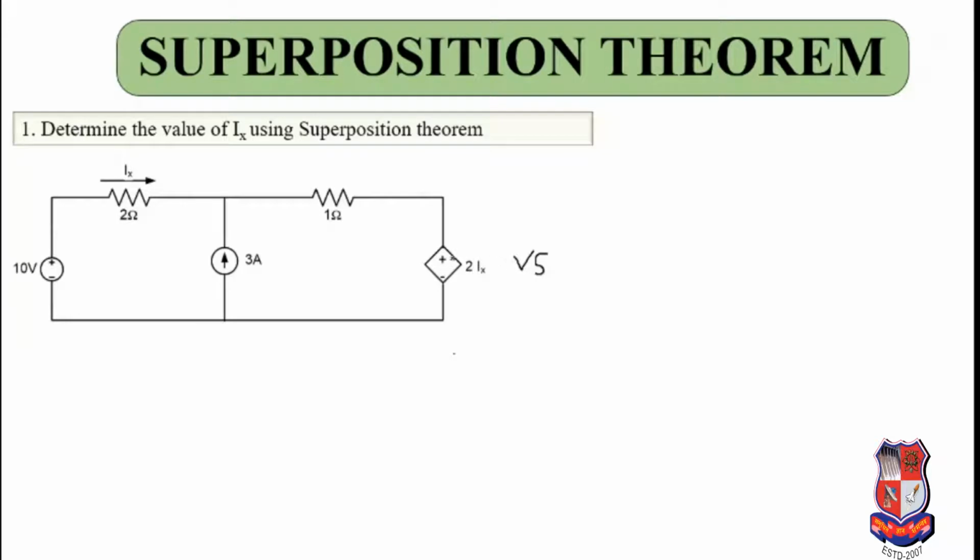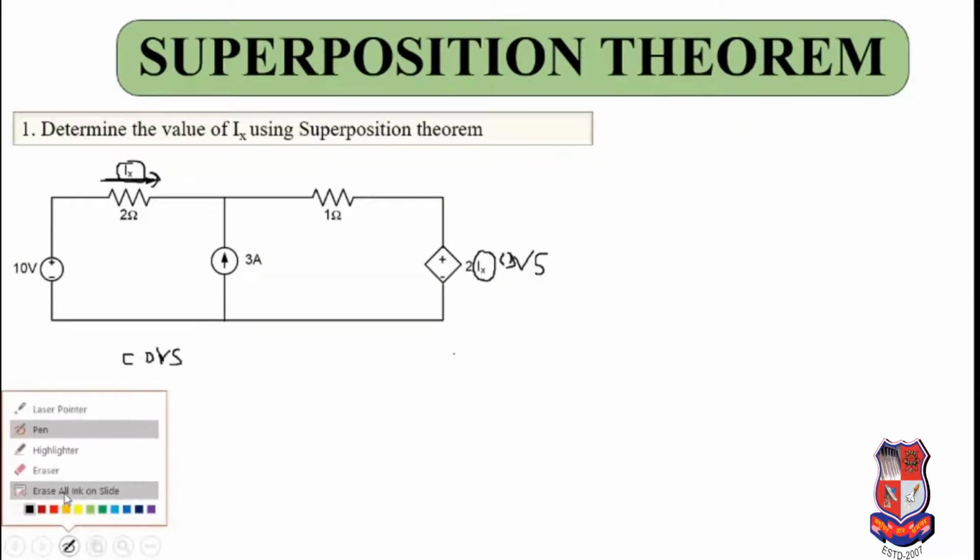Now this voltage source is dependent on Ix. This Ix is present over here. Ix is current. So it means that this is a current dependent voltage source. So it is nothing but a CDVS, a current dependent voltage source.